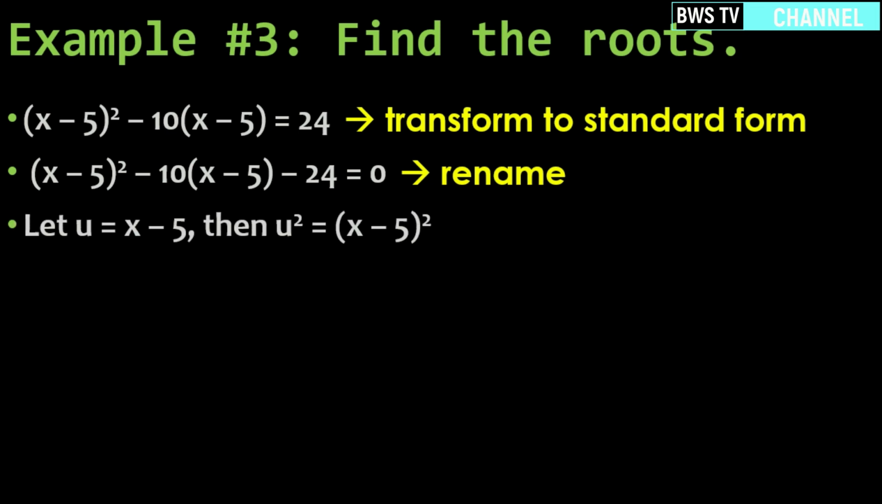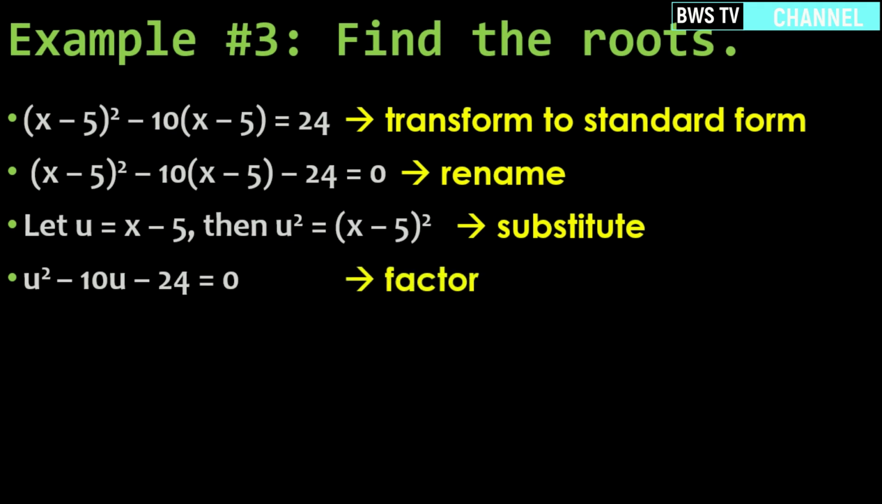So, you have let u is equal to x minus 5. And then, u squared is equal to x minus 5 squared. So, after you rename, that will be the renaming. Then, substitute it in the previous equation, the let u there. So, u squared is equal to 10u minus 24. Again, u squared minus 10u minus 24 is equal to 0.